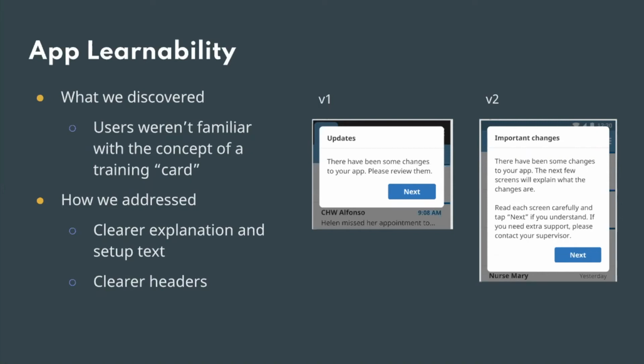So the updated version of the card now says, "There have been some changes to your app. The next few screens will explain what those changes are. Please read the screen carefully and tap next if you understand. If you need extra support, please contact your supervisor." It's important to point out that the content of these cards will be configurable, but we still wanted to prove that users could use the cards independently without help from anyone else.